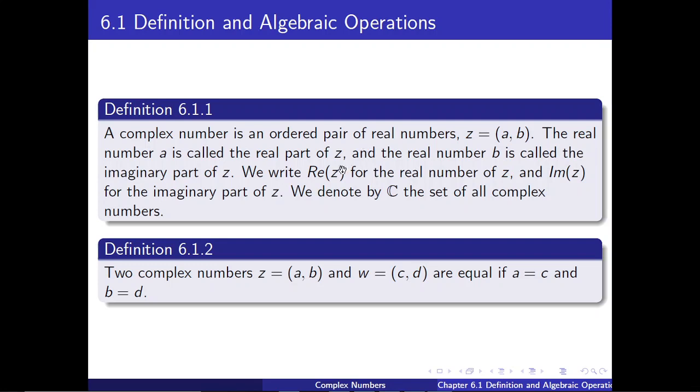And then we can write the real part as Re of z, and the imaginary part as Im of z. And then we denote by this blackboard C the set of all complex numbers. Right.